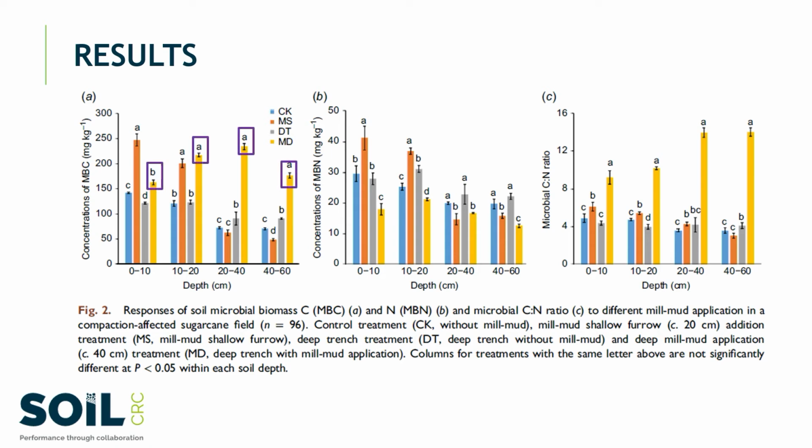Besides those nutrients, we're also looking at some microbial properties. With the deep application of mill mud, we found that the entire soil profile has increased microbial carbon content. And like I've mentioned, surface applied mill mud will increase the microbial biomass carbon and nitrogen at the surface area. It's also really interesting that deep application of the mill mud changed the microbial carbon to nitrogen ratio a lot.